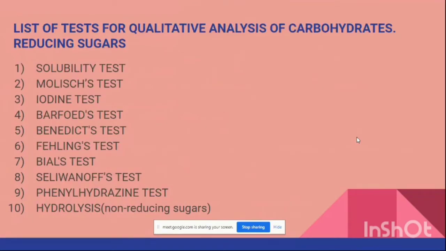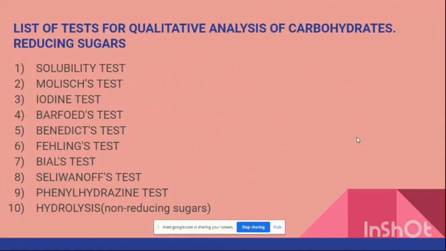So these are the list of tests which are applied for the qualitative analysis of carbohydrates, and particularly for reducing sugars. And for non-reducing sugars, we follow a different procedure, which I will let you know when we come across the non-reducing sugars. So for reducing sugars, what are all the tests that have to be performed?